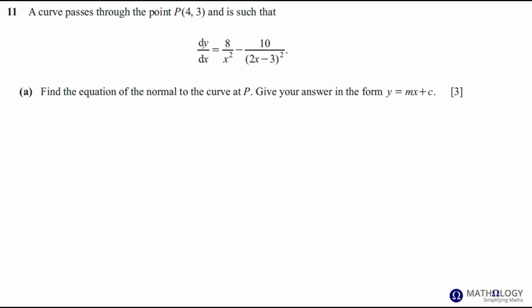Question 11. A curve passes through the point P, 4, 3, and is such that dy dx equals 8 over x squared minus 10 over 2x minus 3 all squared. Find the equation of the normal to the curve at P. Give your answer in the form y equals mx plus c. Okay, so what they've given us, dy dx, is the gradient function.